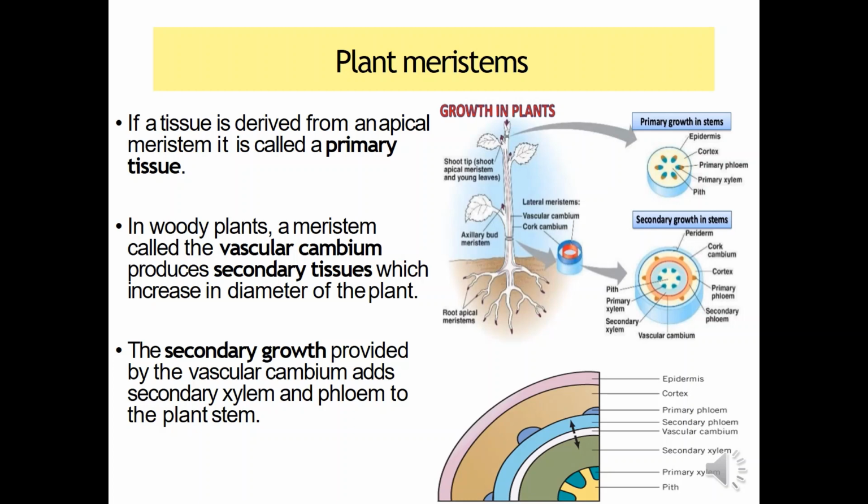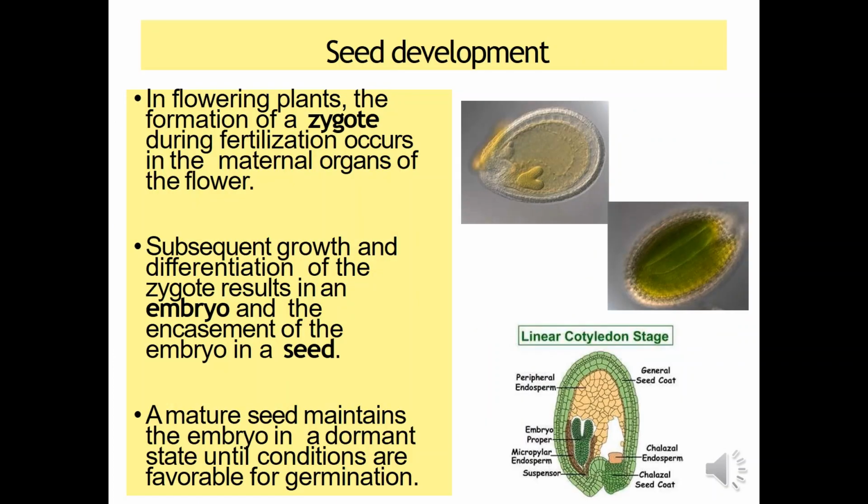All right. So from the meristem, you need to learn about seed development. For seed development, of course, you need to recall the process of fertilization. In the flowering plant, the process of fertilization occurs by formation of the zygote from the gamete cell. This process occurs in the maternal organ of flowers. Because of that, in this part, you need to learn back about the structure of the flower. So the subsequent growth and differentiation of the zygote, meaning the process following fertilization, will result in the embryo.